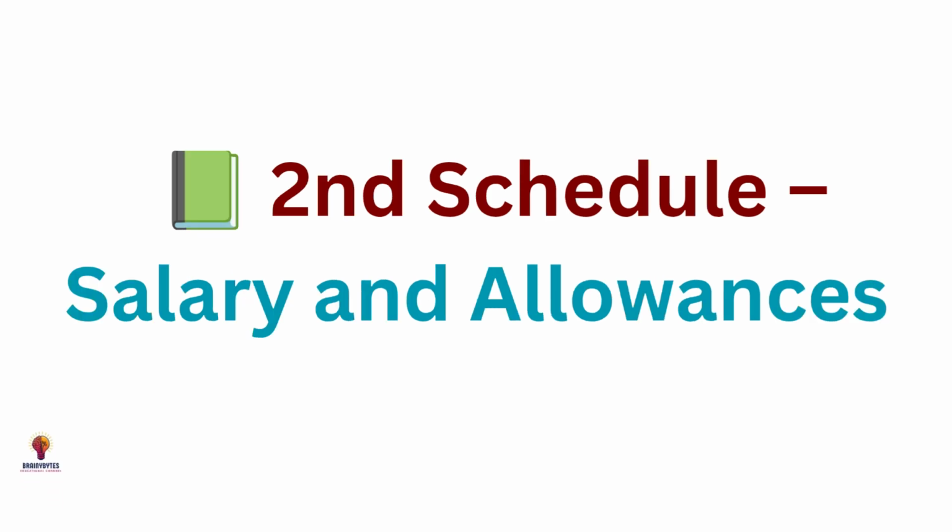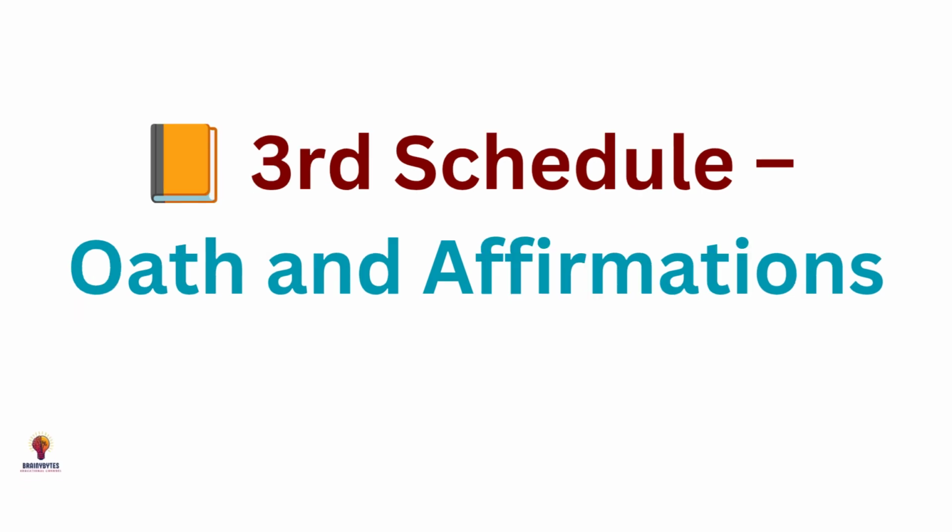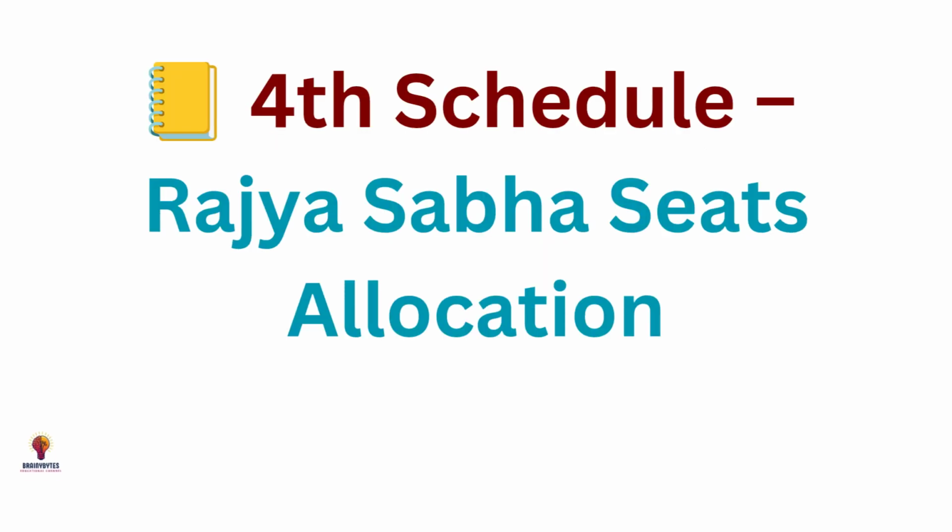Next, the second schedule of the Indian Constitution, which outlines the salaries and allowances of the president, governors, judges, and other high officials. Next, the third schedule, which contains the forms of oaths and affirmations for various constitutional posts like the president, ministers, MPs, etc. Next, the fourth schedule of the Indian Constitution, which allocates seats in the Rajya Sabha, meaning it specifies how many seats each state has in the Rajya Sabha.